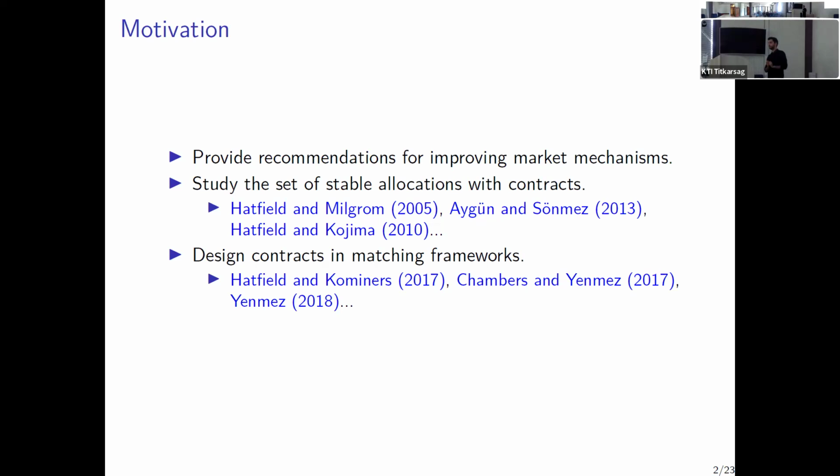My paper contributes to two main literatures in matching. The first is the study of the set of stable allocations with contracts. The papers that I mention here try to find conditions on the preferences of agents that guarantee the existence of a stable allocation. The second literature is designing contracts in a matching framework. The papers here study choice functions in order to improve the welfare of agents on the market. To my knowledge, there is no paper in the literature that studies the impact of adding or withdrawing some terms on the welfare of agents.